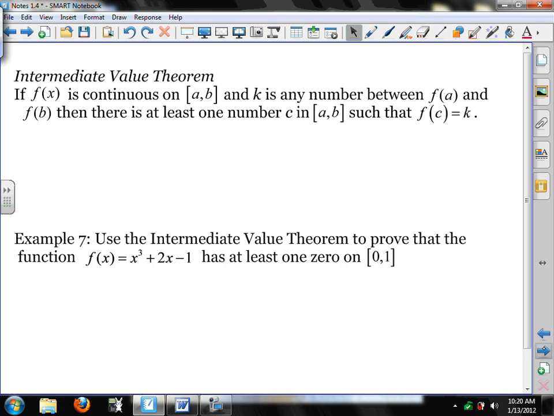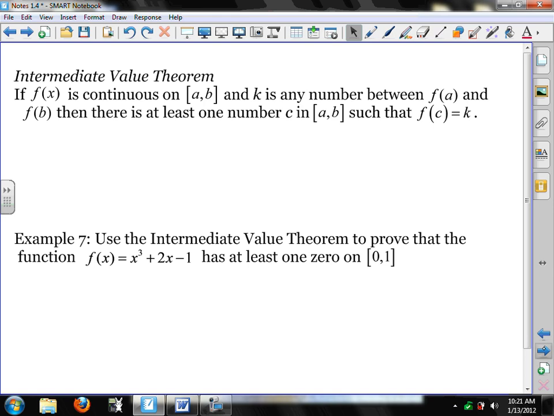The intermediate value theorem. The intermediate value theorem says that if f of x is continuous on the interval from a to b, and k is any number between f of a and f of b, then there is at least one number c on the interval from a to b such that f of c equals k. Which probably means absolutely nothing to you right now.